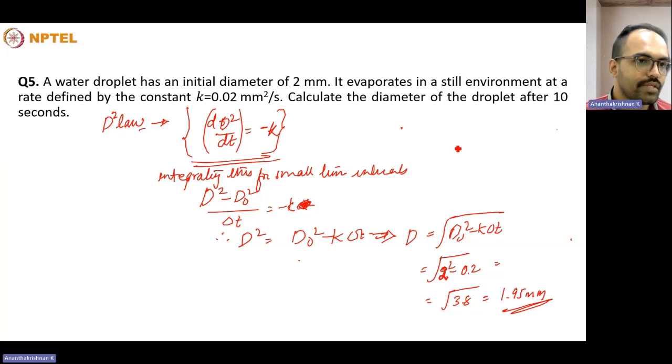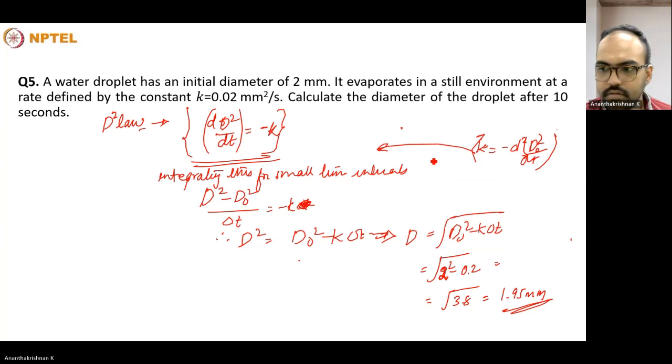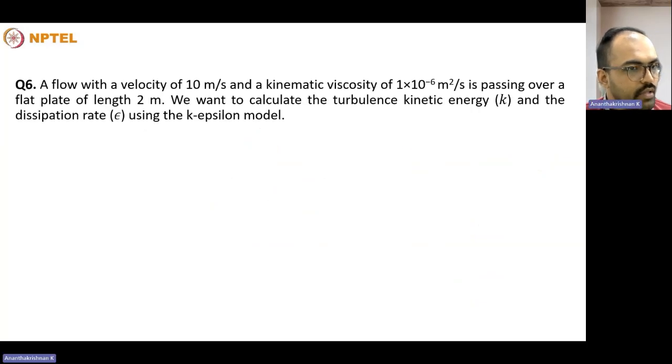So basically this constant is nothing but minus of d squared divided by dt, and from there we integrate and find this value. It's a straightforward problem. Look into the sixth problem.